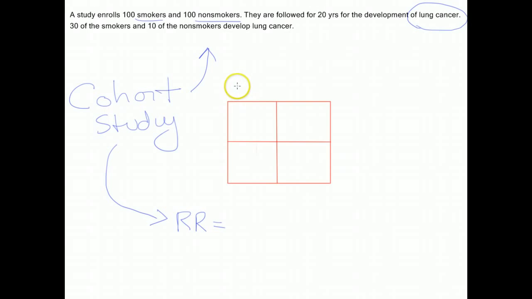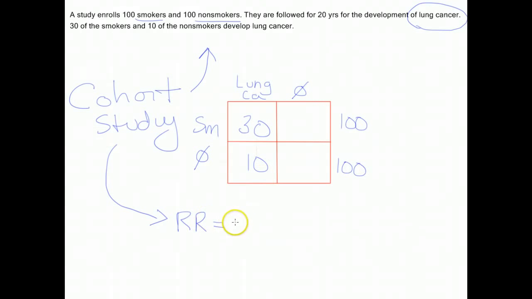And by convention, in a 2x2 table, disease goes across the top. So in this case, we'll have lung cancer and no lung cancer. And then exposure status goes across the side. So we'll have smokers and non-smokers. And I know I enrolled 100 smokers and 100 non-smokers, so I filled in that part. And then I said 30 of the people who smoked developed lung cancer, 10 of the people who didn't smoke also developed lung cancer.